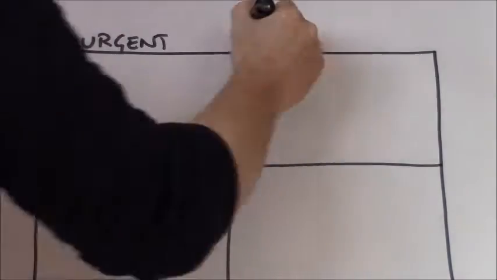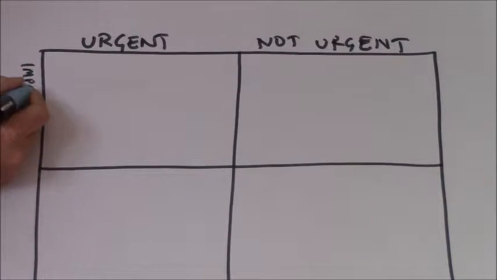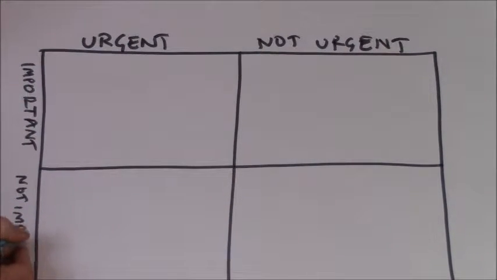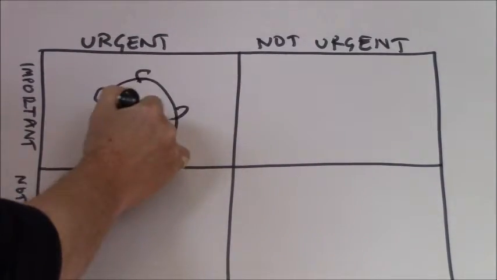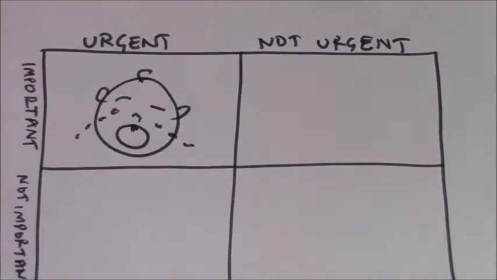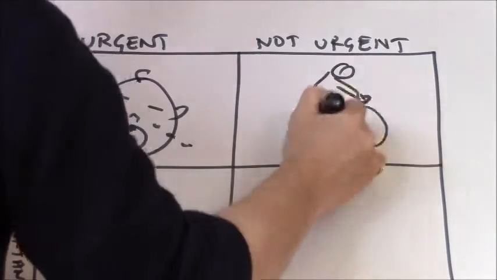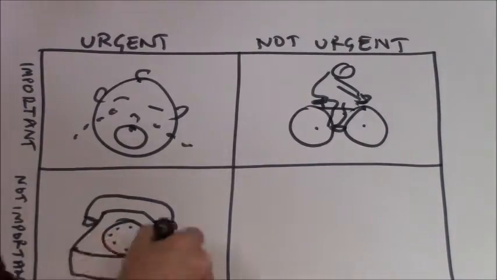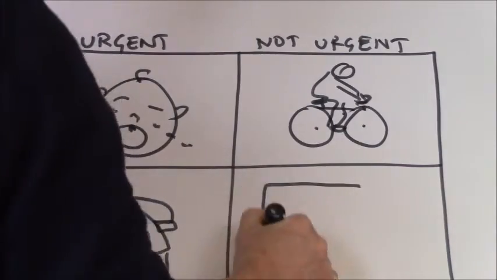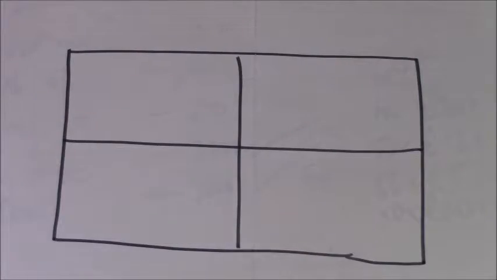They have labels at the top, urgent and not urgent, and down the side it's all about being important and not important. So something that might be urgent and important might be a baby crying. You're going to have to investigate and find out exactly what's happening there. Not urgent, but still important, might be something like exercise. Urgent, but possibly not important, might be a phone call that just interrupts you. And not urgent and not important are all the nice things in life, like TV.